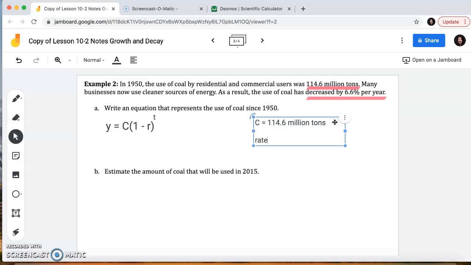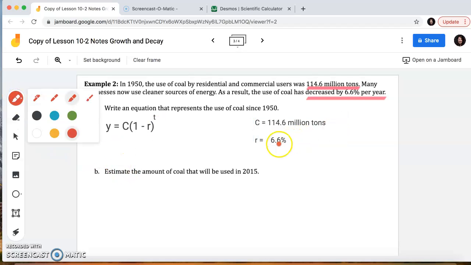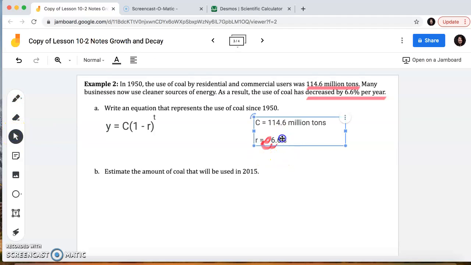The R is the rate, that's going to be 6.6%, but we have to make it into a decimal. So we're going to take that decimal and move it over one spot to the left. So that's going to equal 0.066. And then the time, we don't know. We don't know how much time. We just know that they started talking about this in 1950, but we don't have a new time.